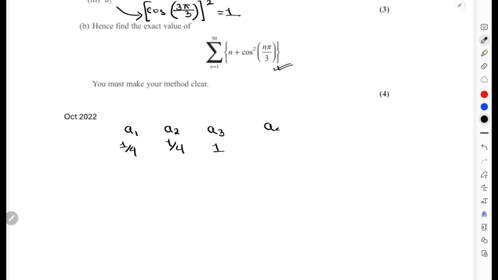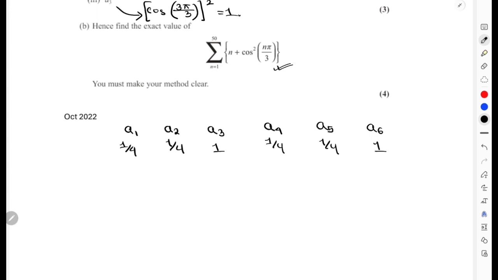Let's calculate a4. You can calculate that directly on a calculator, so I'm not showing that on screen. This was again 1 by 4. And then a5, if you calculate cos of 5 pi by 3 whole square, that is again 1 by 4. And for a6, this is again going to be what? Cos 2 pi, right? 6 pi by 3 is 2 pi, cos 2 pi, which is again 1.